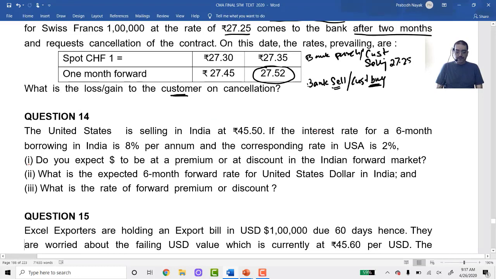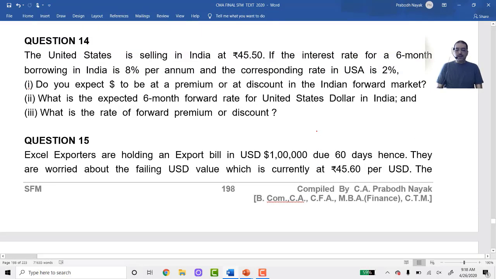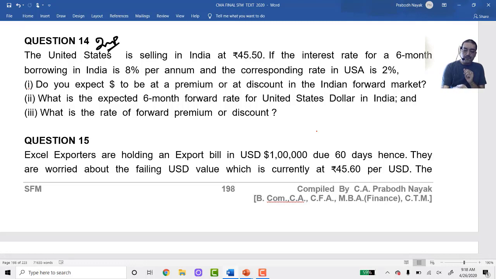Question number 14. Mark it, it is important. Why is it important? Because there is a concept involved here. Let us see what the concept is. The problem looks small, but there is an important concept here.